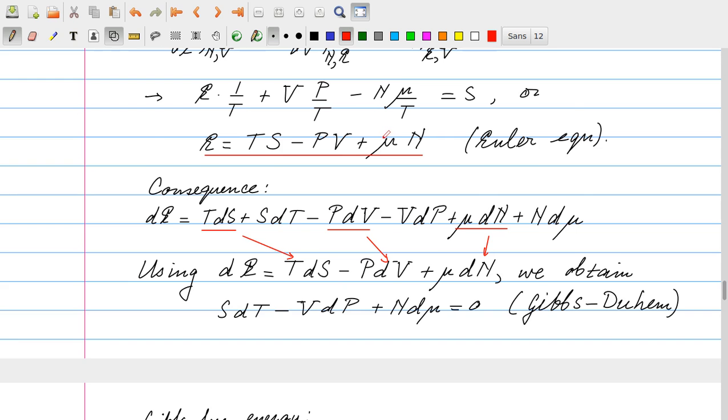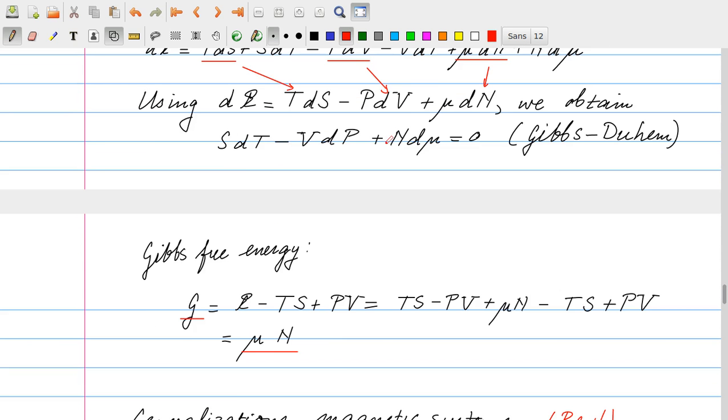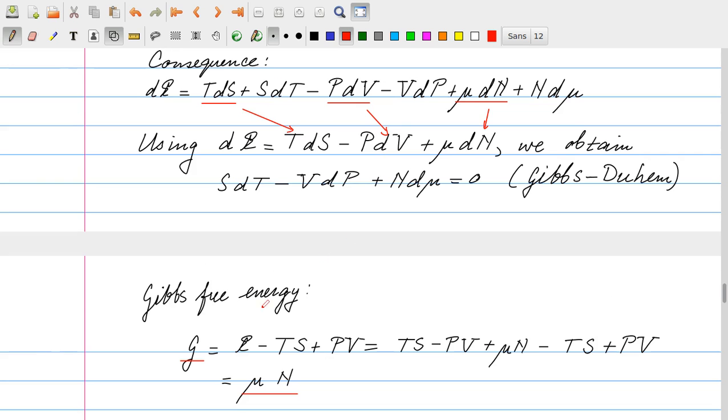There is another interesting consequence, and that pertains to the Gibbs potential G, which was defined as E minus TS plus PV. Remember that we had first performed a Legendre transformation in order to remove the S, and that was the term minus TS. It's replaced then by T as a parameter. And then we did an additional Legendre transformation which removed the V dependence and replaced it by a P dependence, and that gave the second term in addition to E.